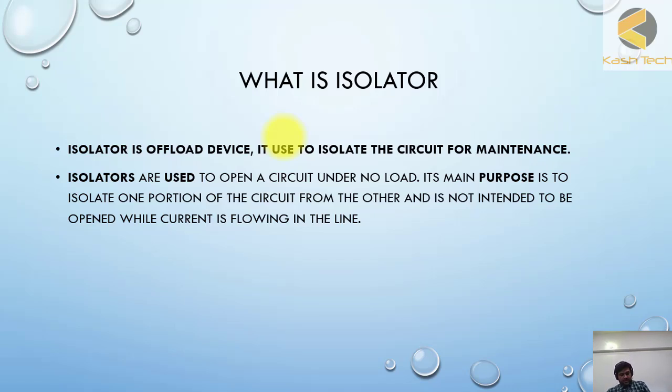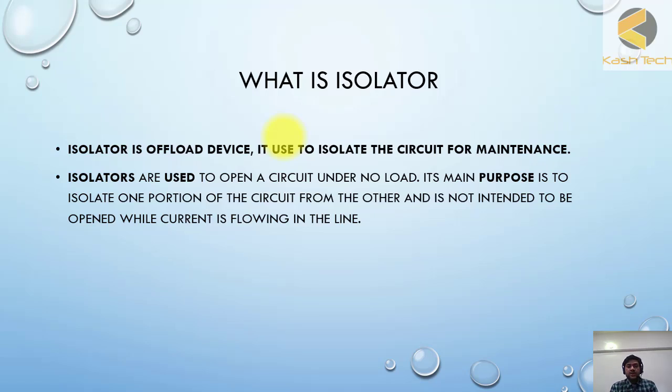Another most important equipment used for switching is the isolator. The isolator is an off-load device. It is used to isolate the circuit for maintenance purposes. Isolators are used to open a circuit under no load condition. Its main purpose is to isolate one portion of the circuit from the other, and it is not intended to be opened while current is flowing in the circuit. So the isolator's main purpose is to isolate the circuit for maintenance. This is one of the main purposes.